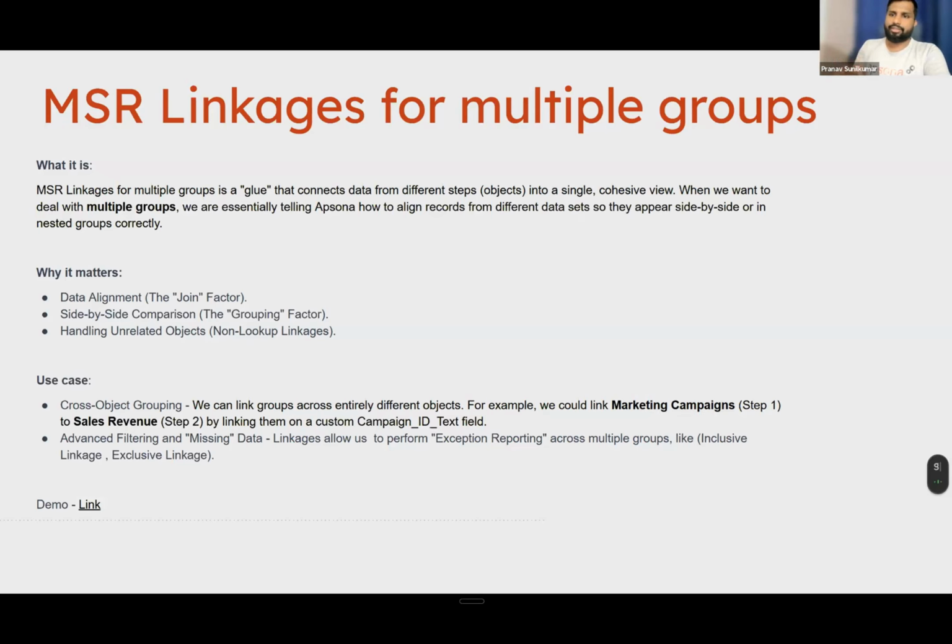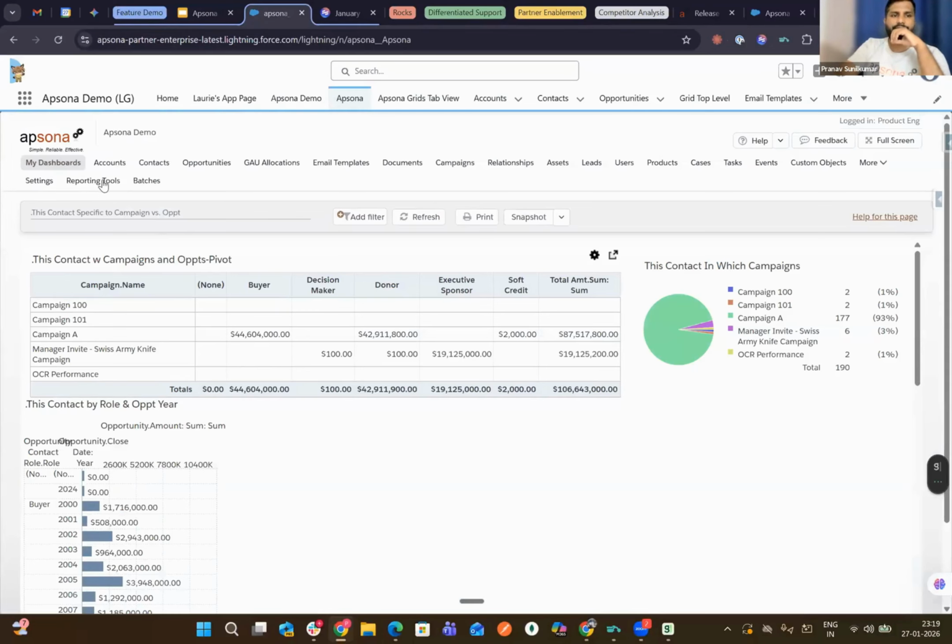For that, there is a feature in Apsona where multiple linkages can be added. And like we saw the similar use case in importing, here also AND and OR cases can be used. Multiple linkages can be used in an AND condition or in an OR condition. First we'll look at an example, then we can go through a couple of use cases which are available for this particular feature. I have an MSR report which has already been created.